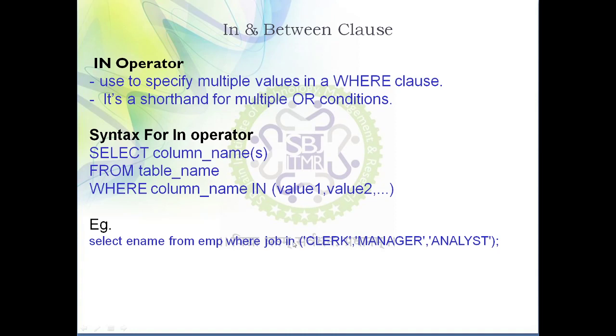So the same query I can write with the help of or also. How can I write this query with or? Where job = 'clerk' or job = 'manager' or job = 'analyst'. So in the previous case I wrote this query with the help of in. The in operator is used to specify multiple values in the where clause. Again we'll see this practically in live SQL.